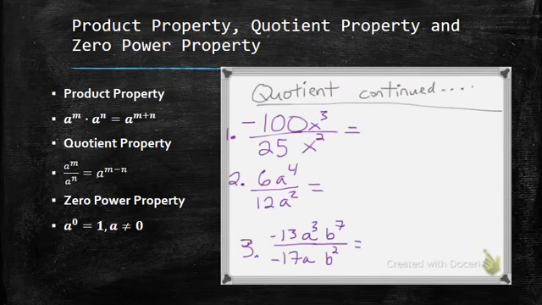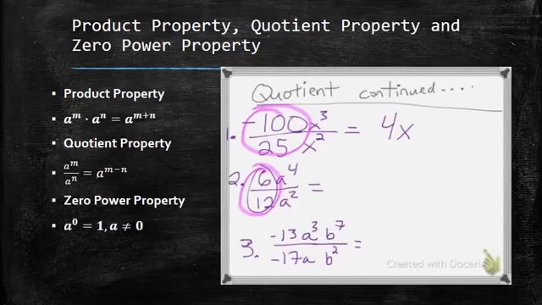So here we have a couple more quotient property examples. Same deal though, we're going to look at the quotients, or the coefficients, sorry. Negative 100 divided by 25 is negative 4. X cubed divided by x squared, we subtract, we get x to the first, or just 4x. Next one, we got 6 divided by 12. Now we know that that's going to leave us as a fraction, so I would just write it that way. Keep your division bar. You have 1 over 2.